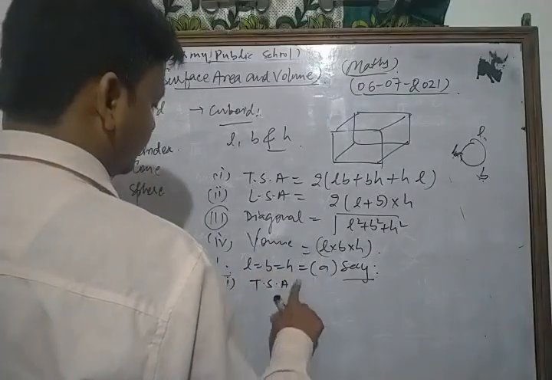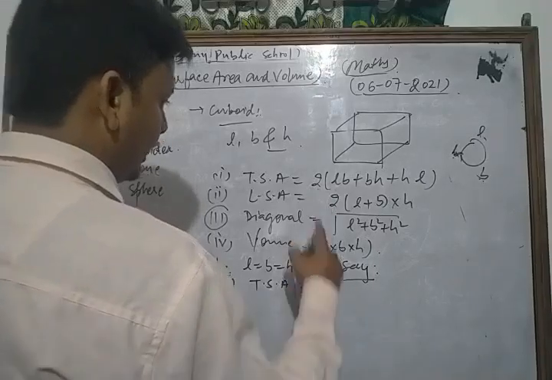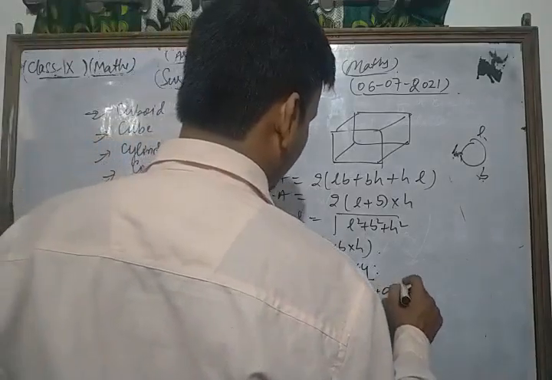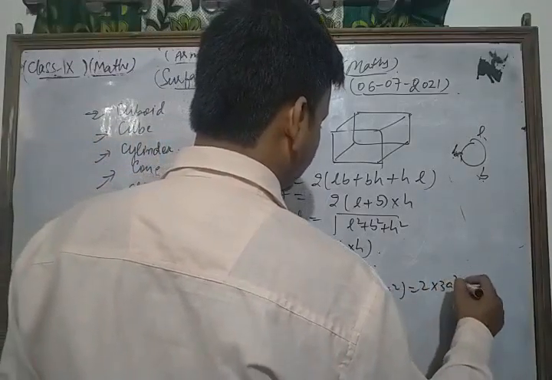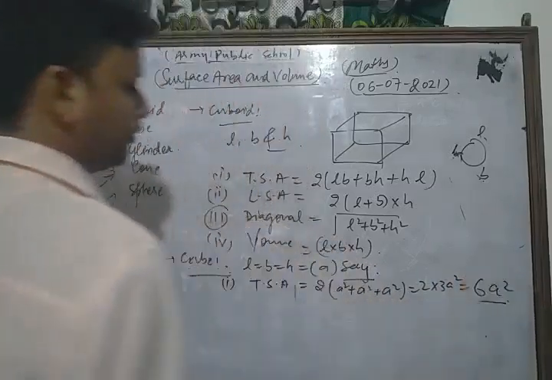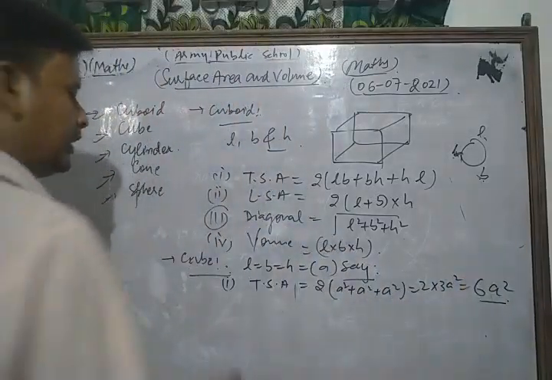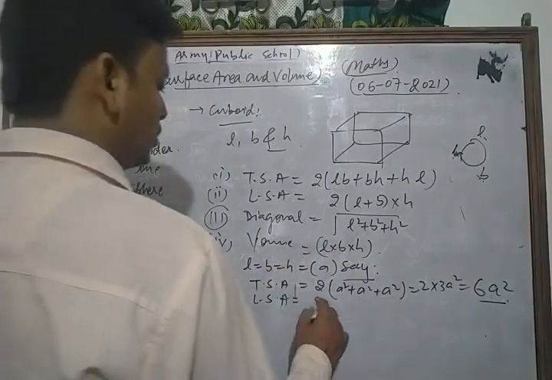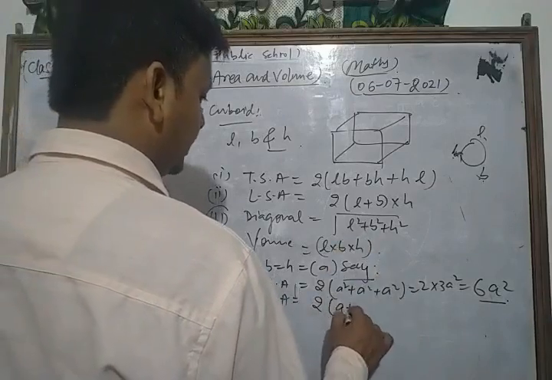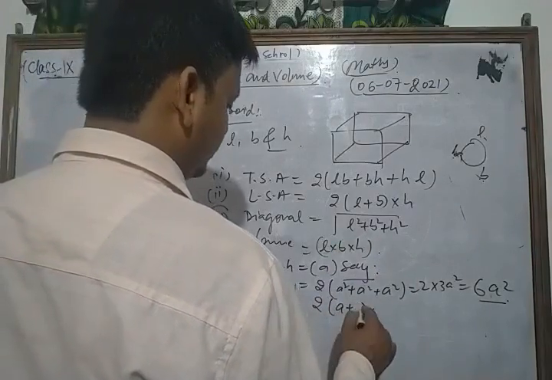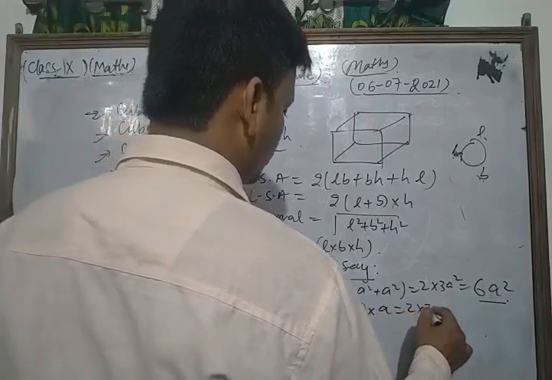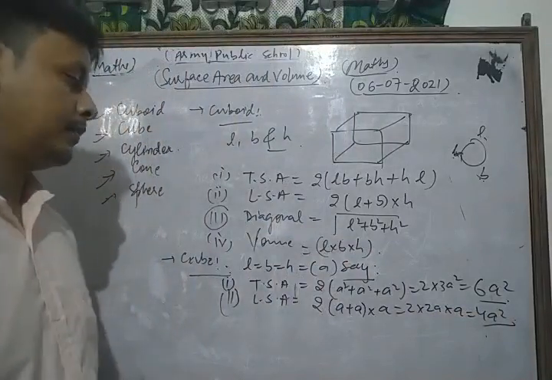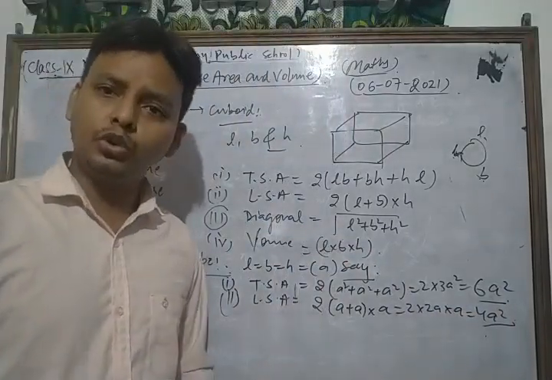Similarly, the formula for the total surface area of a cube: 2 into (length into breadth plus breadth into height plus height into length). Length is a, breadth is also a, so we get 2 into 3a square, which is 6a square. This is the formula for the total surface area of a cube. Second, the lateral surface area of a cube is 2 into (a plus a) into a, that is 4a square. This is the formula for the lateral surface area of a cube.